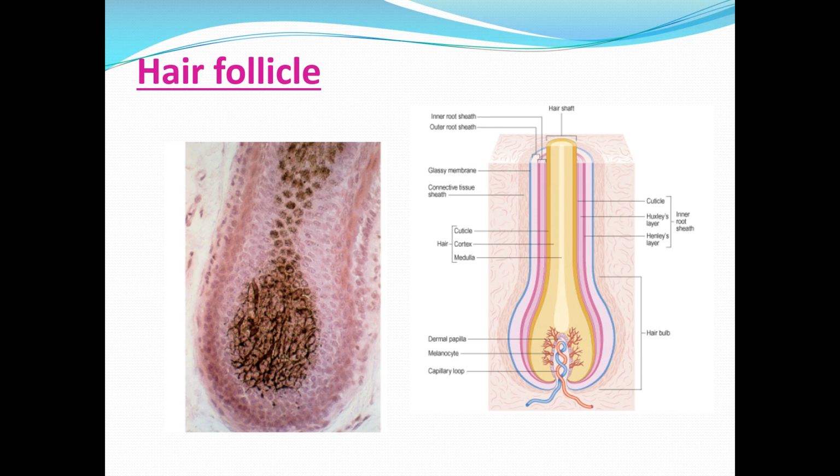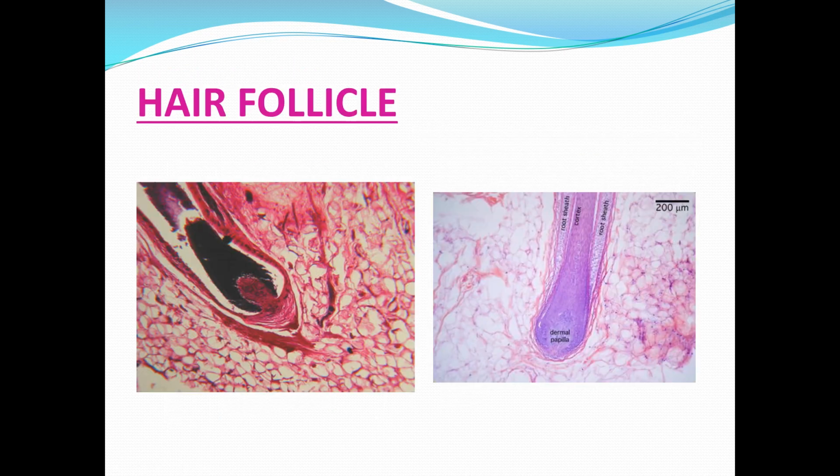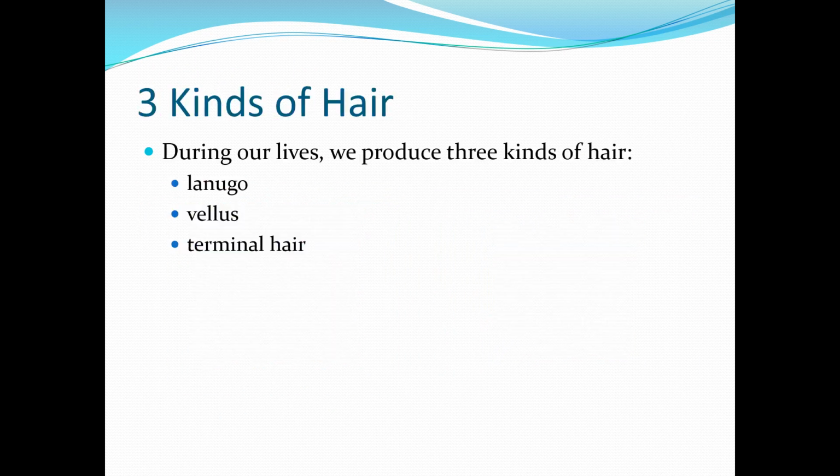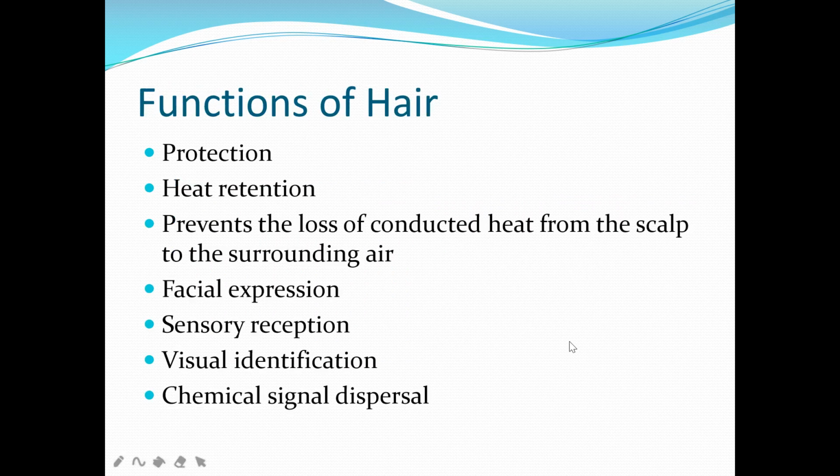Now, hair growth phases are anagen, catagen and telogen. Hairs may be terminal hair, vellus hair, or lanugo hairs. Functions of the hair are protection, heat retention, preventing the loss of conducted heat from the scalp to the surrounding, facial expression, sensory reception, visual identification and chemical signal dispersal.